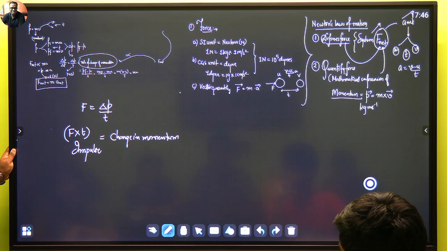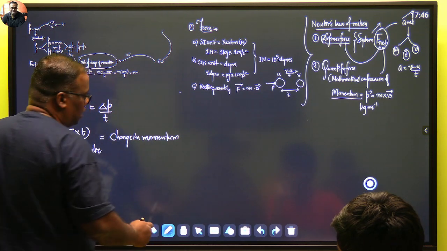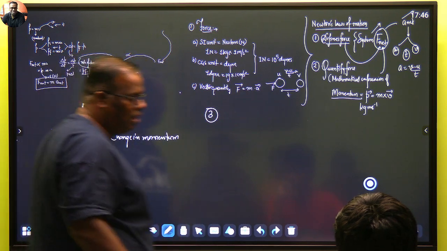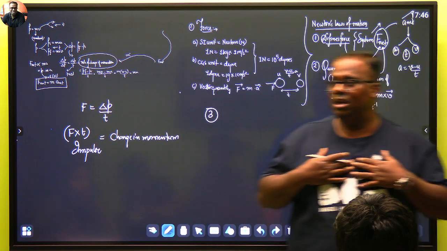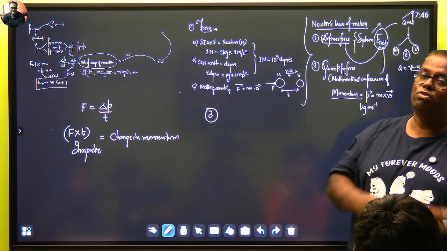Are we fine till here? Rate of change of momentum. So we now go to the third law. तो थर्ड लॉ हमें क्या बोलता है? थर्ड लॉ में पहली बार, in Newton's third law, for the first time a body is allowed to also exert a force. Till so much time there was only force acting on a body.